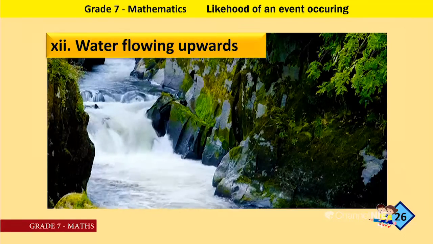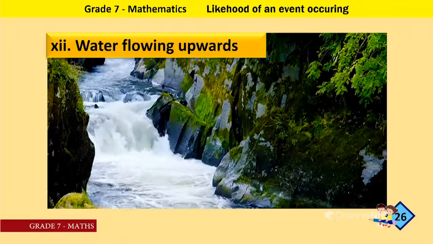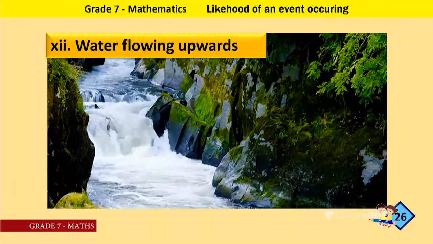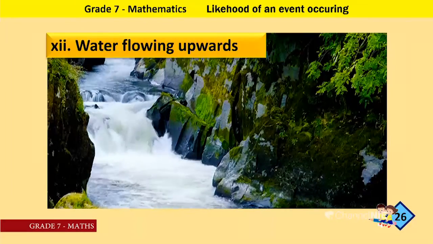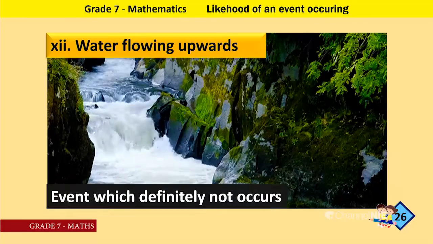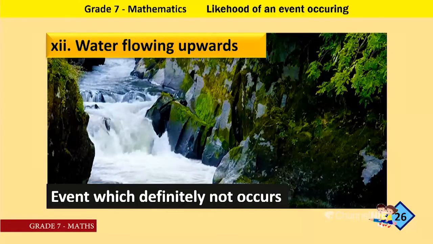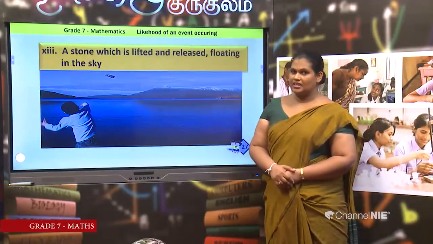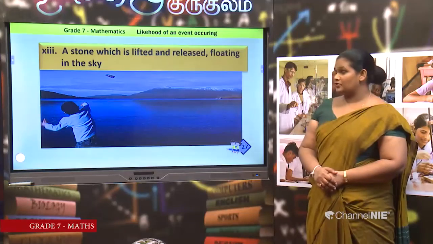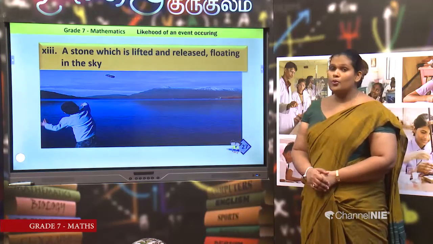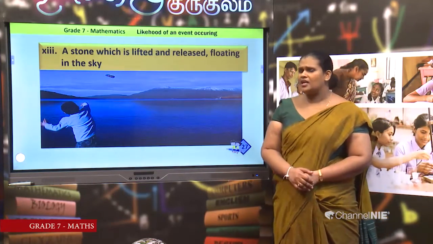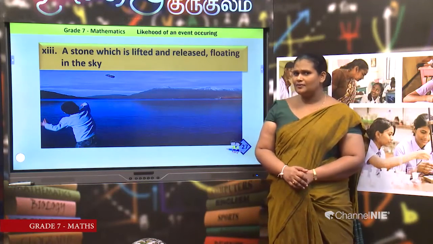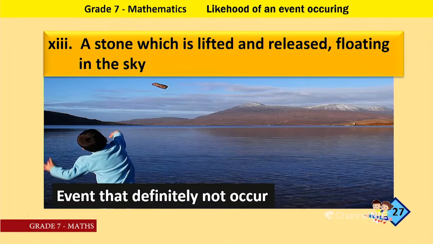Right. Here, my next event is water flowing upwards. Can it happen? It would definitely not occur. Isn't that so? Then the next one, a stone which is lifted and released floating in the sky. Can a stone float in the sky? No, it would never occur. Therefore, that's an event that definitely does not occur.